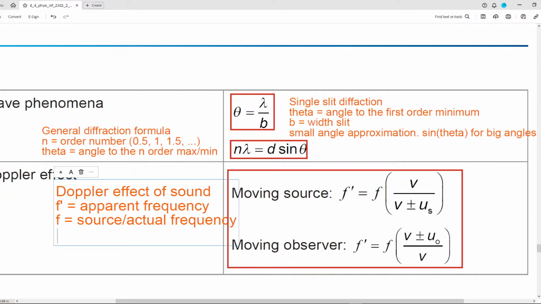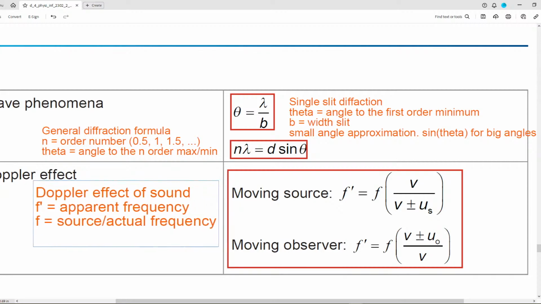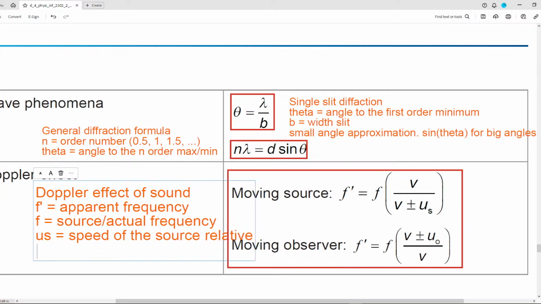All right. Now, depending on which reference frame you're using, from whose perspective, if you have a source that's moving, a moving source, then you use u_s. That's the speed of the source relative to the observer. Or use u_o if you have a moving observer, the speed of the observer relative to the source.